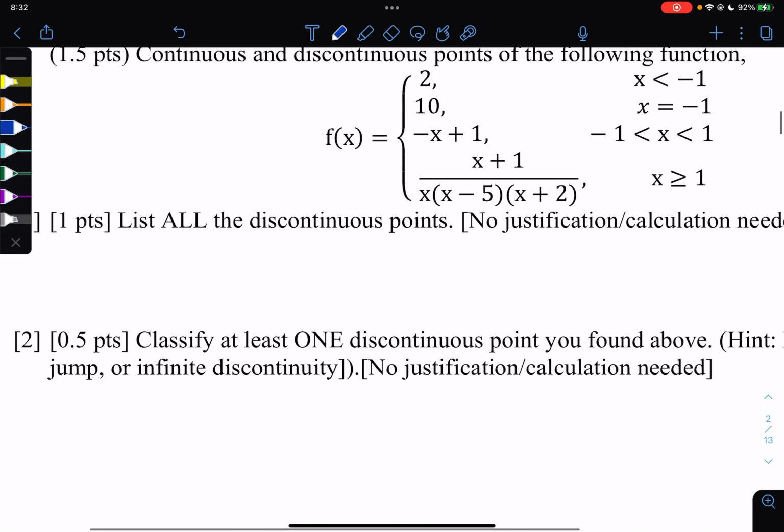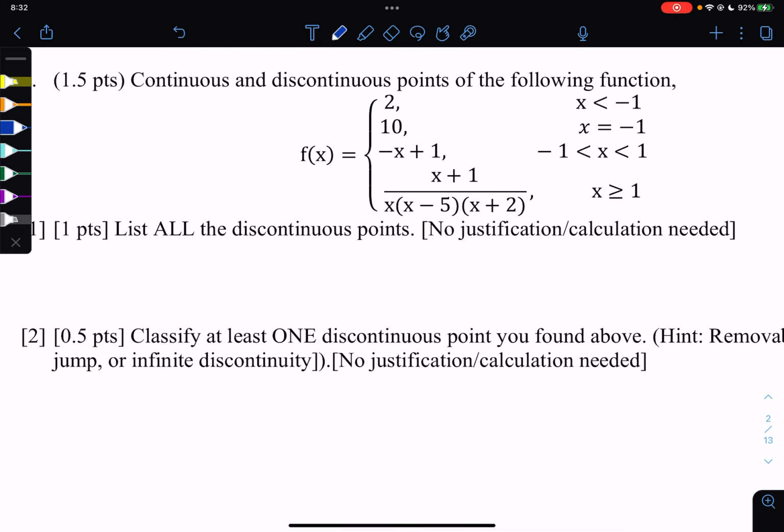The last question here asks for all the discontinuous points. I don't need you to provide the justification. Just by glancing through all the functions, they behave nicely except this one. Here, x being 0, x being 5, and x being negative 2 are the three values that make your function have a 0 denominator, so the function value is not defined, namely problematic.